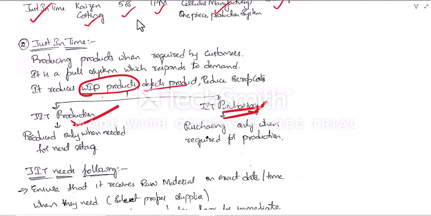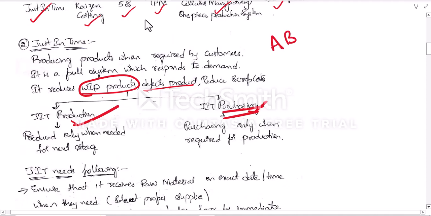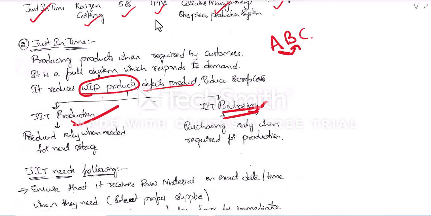Next, defective products. If a product has to go through three machines, A, B, and C, then in just in time, the person will keep the output of A in machine B, and he will check whether it is a quality product or not at that spot only. So the waste will be reduced, and it will reduce the scrap cost also.